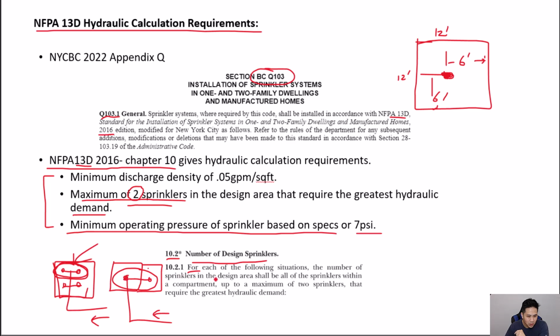Even though the code just states that the design area shall be all of the sprinklers within a compartment, so in this case, if there's 1, you could just do it for 1.